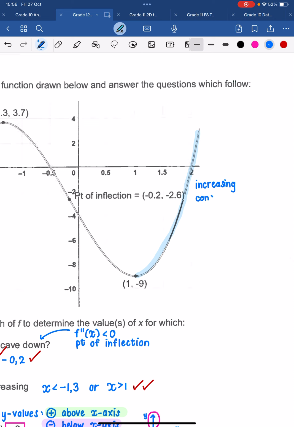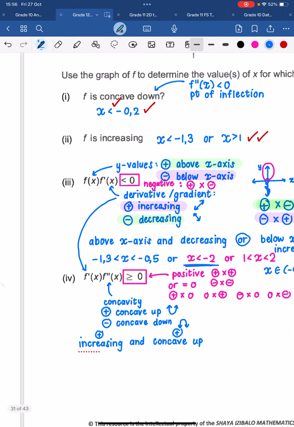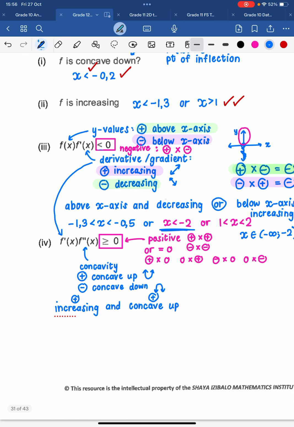And it is concave up. Positive gradient, positive concavity, the answer is positive. All right, so I'm going to have to write that down as part of my answer. I'm not going to write it down yet. I'm just highlighting for now. Okay, next up, so we found positive and positive.